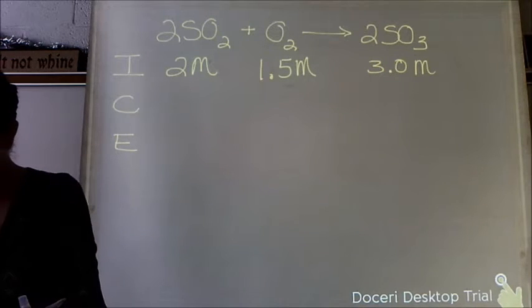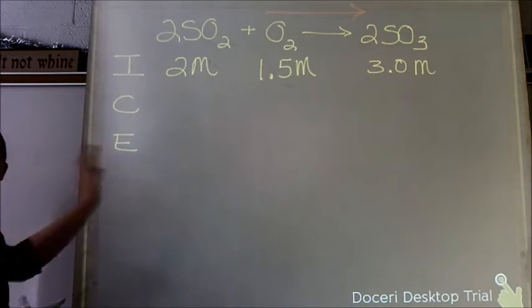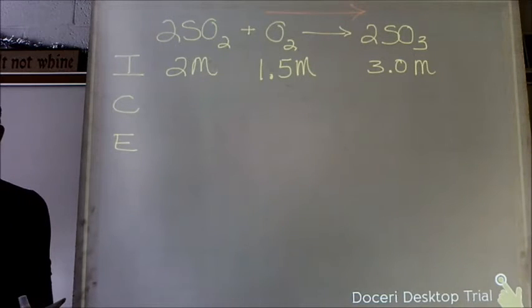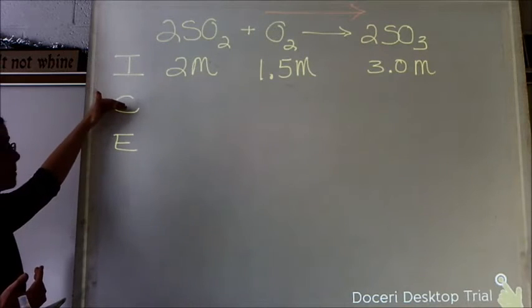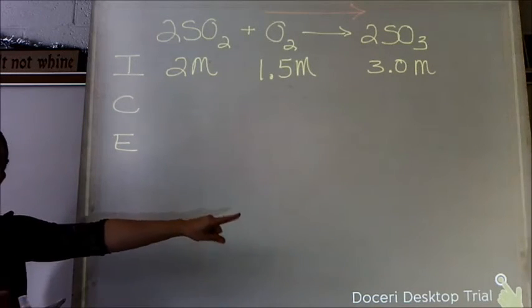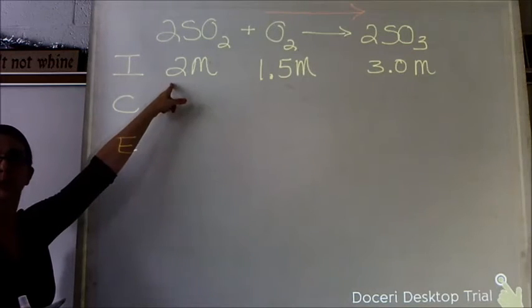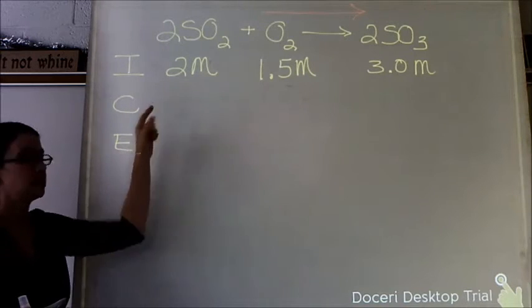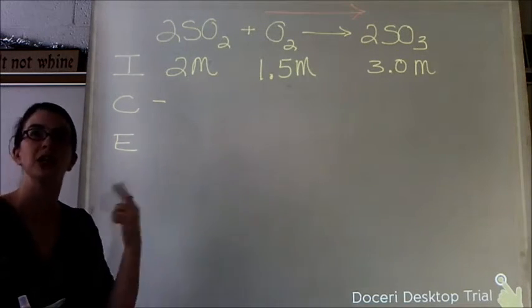If my product amount or concentration is increasing from the beginning to the end, that means I must be making more. I must be shifting to the right. Let's think about how that's going to affect this change. If I am shifting to the right, what's going to happen to this number? Will it decrease or increase? It should decrease. So I'm going to put a little minus sign there, because that one is going to be decreasing.